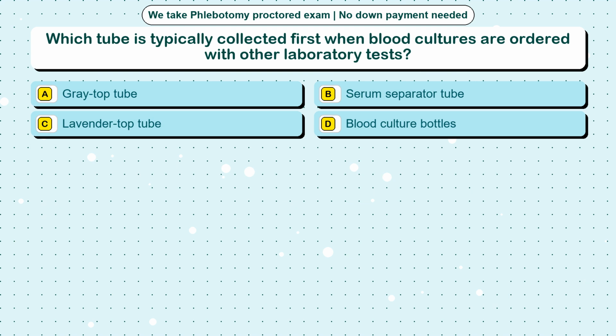Question 52. Which tube is typically collected first when blood cultures are ordered with other laboratory tests? Option A, gray top tube. Option B, serum separator tube. Option C, lavender top tube. Option D, blood culture bottles.